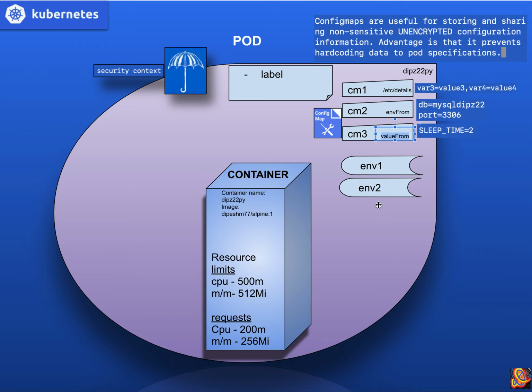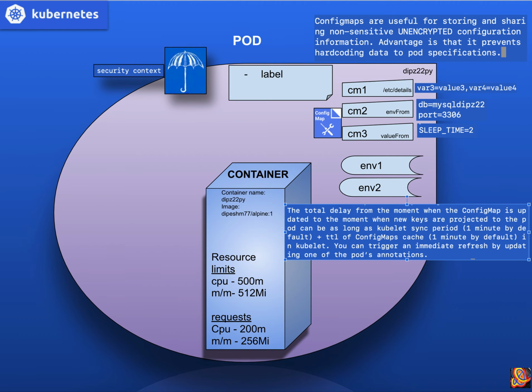Now we will go ahead to the next topic. Yeah, but before going to the next topic, I just let you know that when you are changing the values of the config maps, it is not that immediately the value will be reflected at the pod level. The total delay from the moment when the config map is updated to the moment when new keys are projected to the pod can be as long as kubelet sync period plus TTL of config maps cache. It's just something that you should know, otherwise it's not that important.